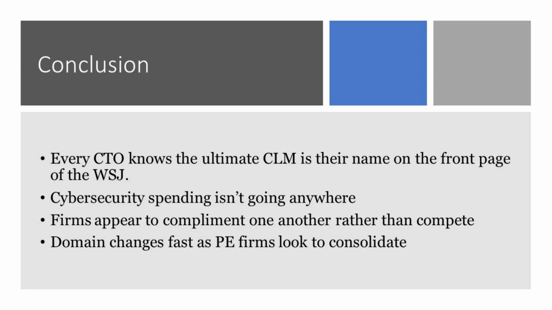So just to conclude, every CTO knows the ultimate CLM is their name on the front page of the WSJ. Now, that's a case of TMA, too many acronyms. But CLM is a classic term used in corporations. It's called career limiting move. And that's the biggest worry that a CTO has, is a breach where their customer list appears out there in some domain where the hackers have released it because they didn't pay some ransom. So cybersecurity spending isn't going anywhere, and these particular firms appear to complement one another rather than compete.